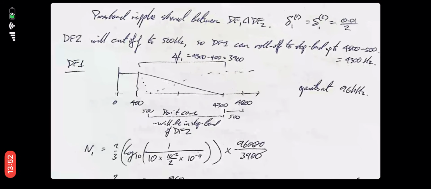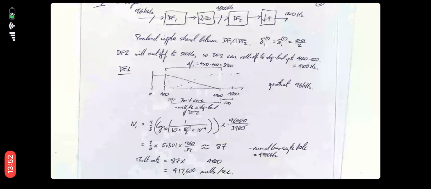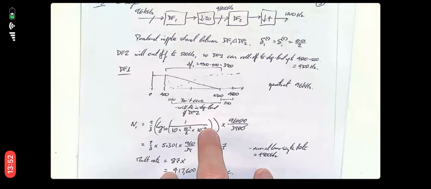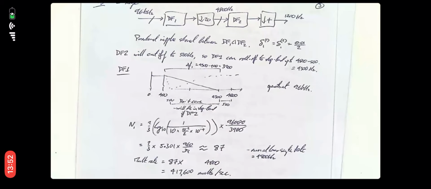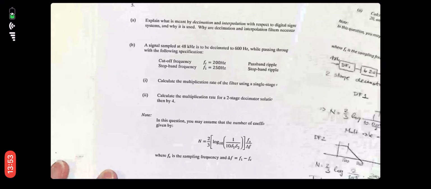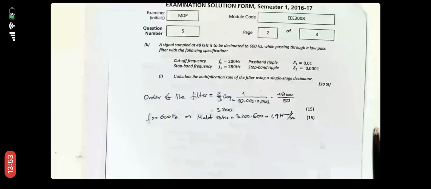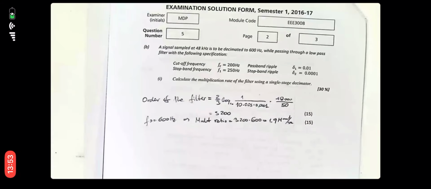One part of it is not too bad, drawing a graph. The second part is doing the summation, which is essential, so you need to know what you're doing. The numbers are different for question five, but the method is just the same. That's pretty much it for that one. The last two parts are to calculate the two-stage decimator and the one-stage decimator. If you've practiced and done a lot of those, those answers could come out fairly quickly.